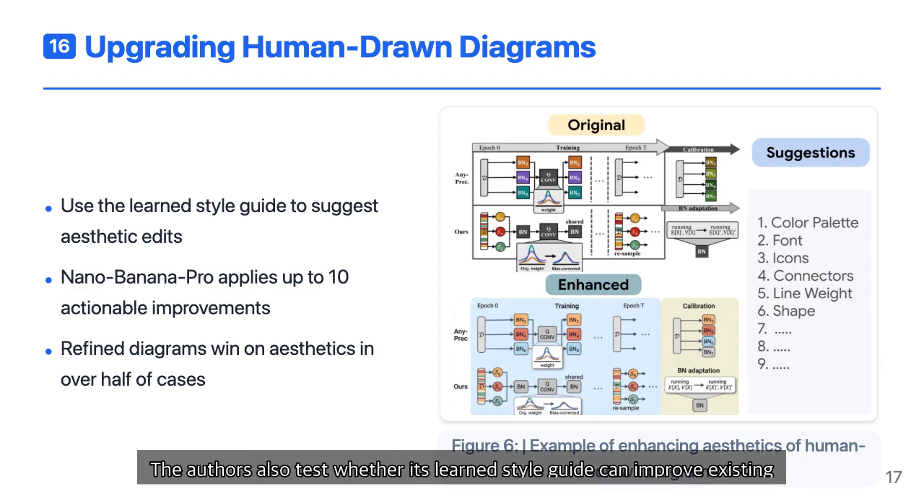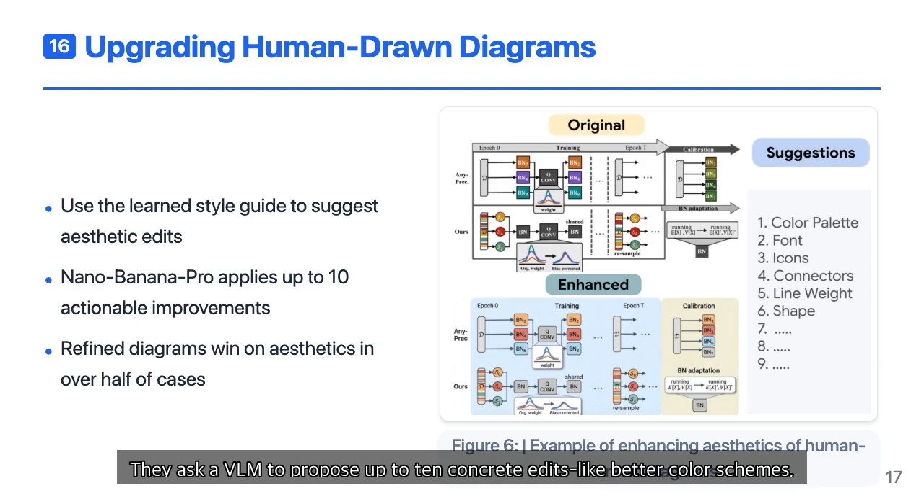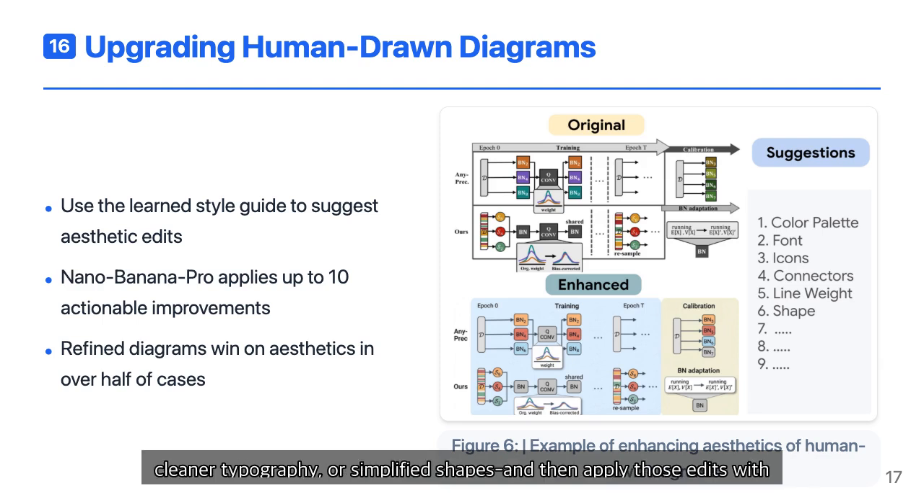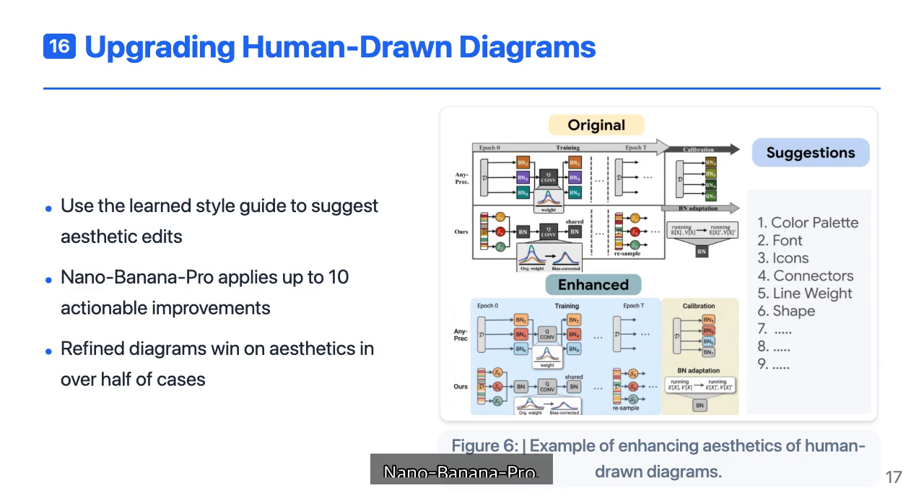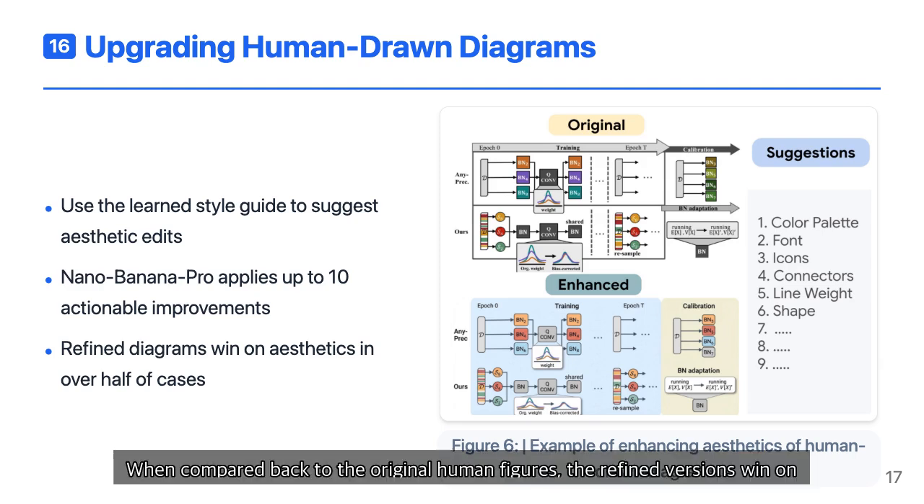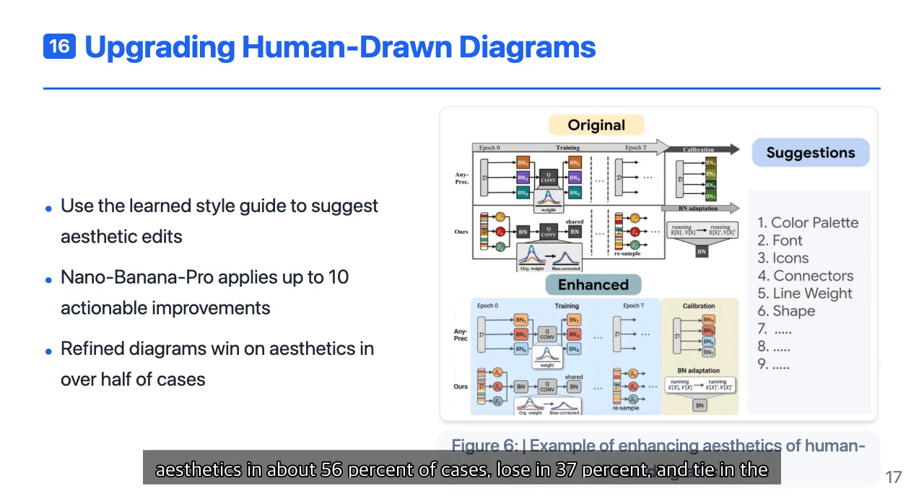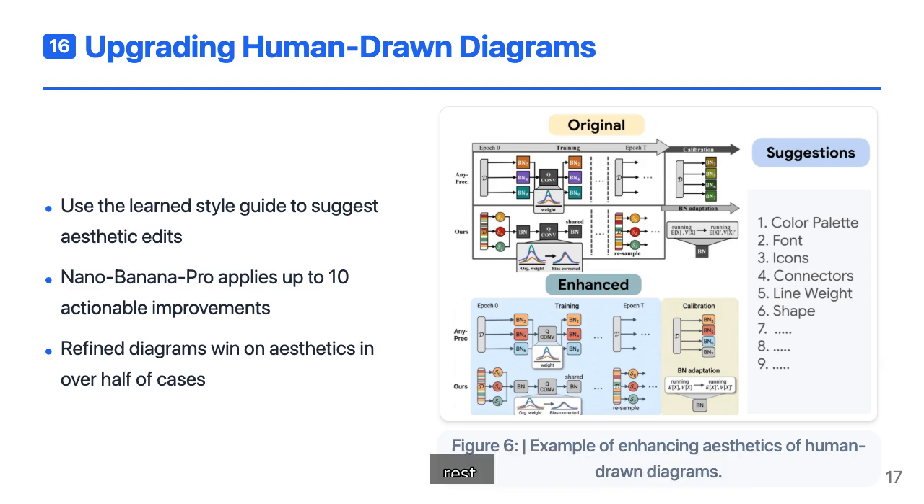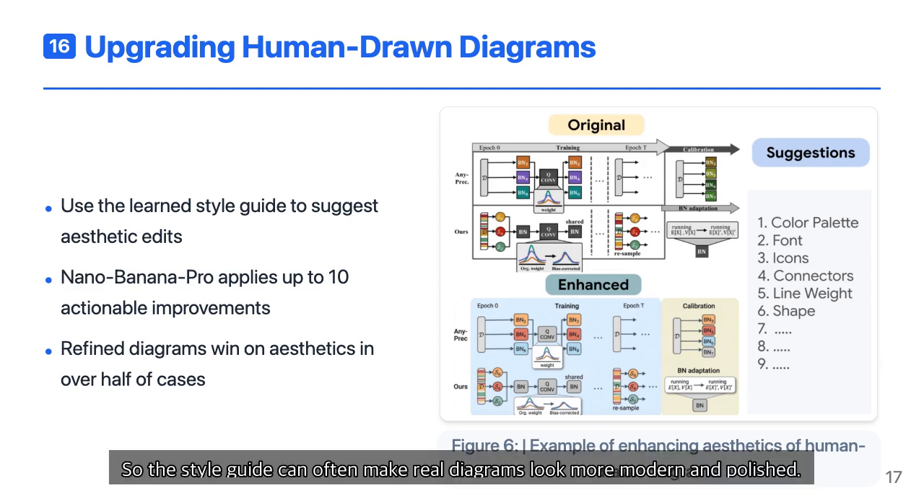PaperBanana isn't just for generating new figures. The authors also test whether its Learn Style Guide can improve existing human diagrams. They ask a VLM to propose up to 10 concrete edits, like better color schemes, cleaner typography, or simplified shapes, and then apply those edits with PaperBanana Pro. When compared back to the original human figures, the refined versions win on aesthetics in about 56% of cases, lose in 37%, and tie in the rest. So the style guide can often make real diagrams look more modern and polished.